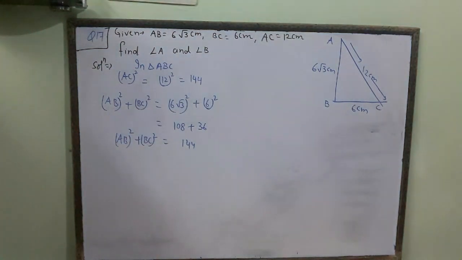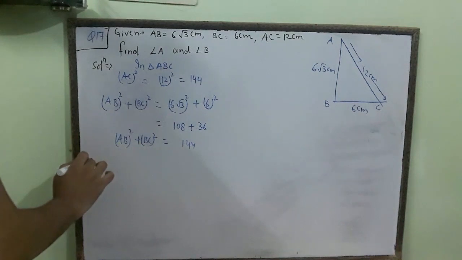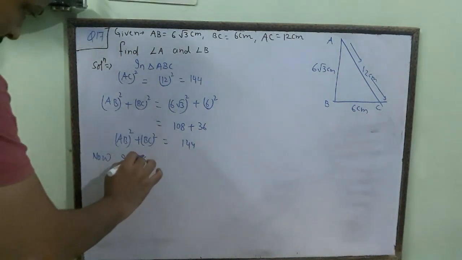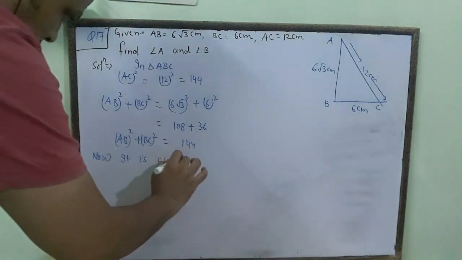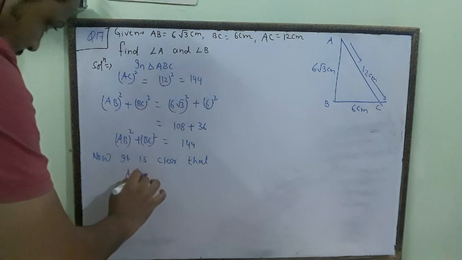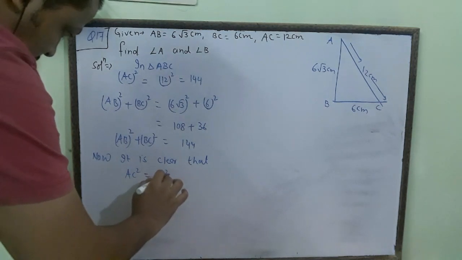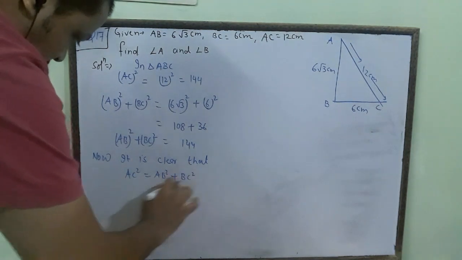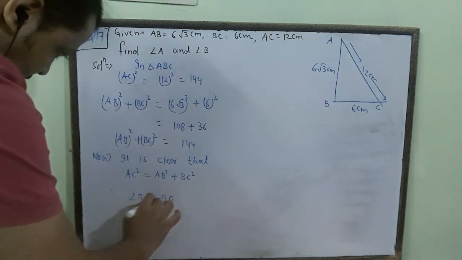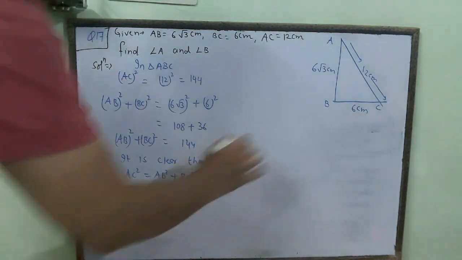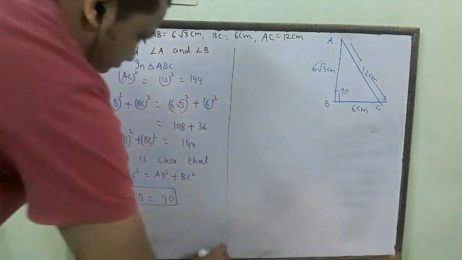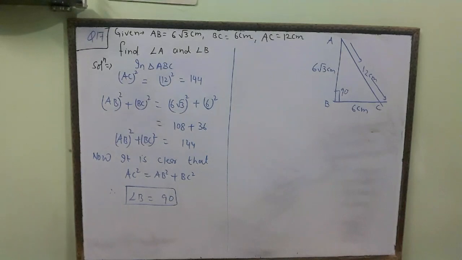Now from this one and this one, it is clear that AC square is equal to AB square plus BC square. Therefore angle opposite to AC will be B and it will be 90 degree. So B will be 90 degree, and then we will find the value of A.